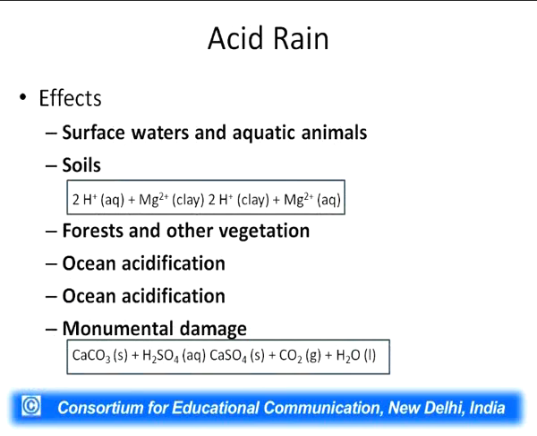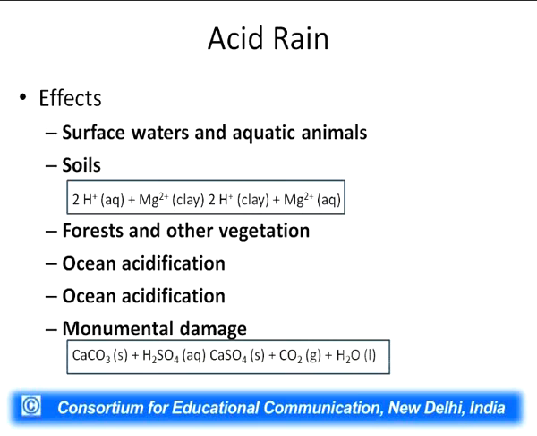What are the effects of acid rain? Acid rain can affect the surface waters as well as the aquatic animals. It can affect the soil. How does it affect the soil? In fact, the hydrogen ion of the acid rain might react with the magnesium ion of clay, and in turn the fertility can be significantly affected. The acid rain can also affect the forest and other vegetation. It can also acidify the oceans.